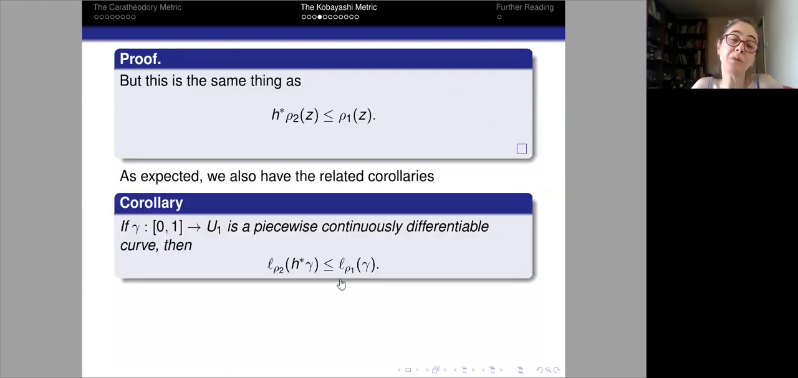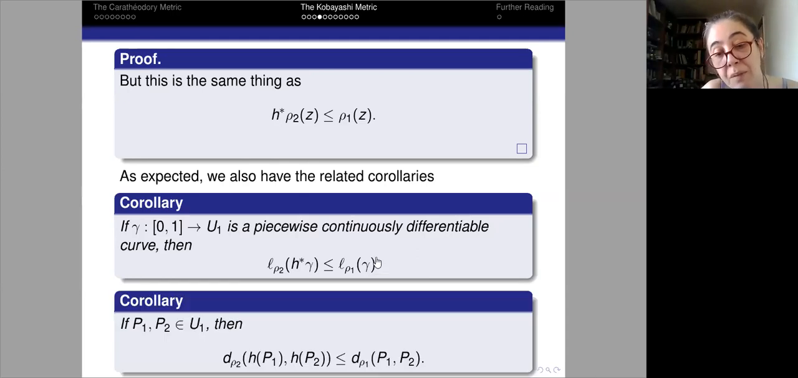If you take a gamma from [0, 1] to the first domain, which is piecewise continuously differentiable, then the length of the pullback of gamma with h, with respect to the second Kobayashi metric, is less than or equal to the length of the curve with respect to the first Kobayashi metric. The same is true for distances.